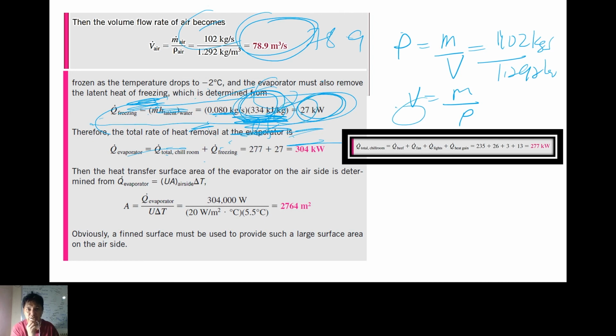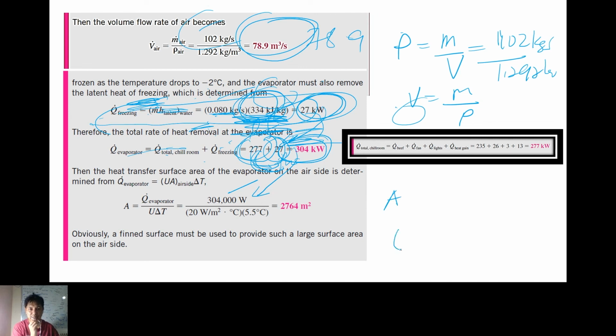So ang gagawin mo sa 27 kilowatts, i-add mo sa cooling load. Ano tong cooling load? Ito yung sa baka, yung sa fan, yung sa ilaw, yung surroundings. I-add mo pa yung energy due to latent heat of fusion or freezing. Fusion is freezing. Pag in-add mo na yan, makakuha ka ng 304 kilowatts. I-convert mo sa watts: 304,000 watts, para makuha mo yung area.